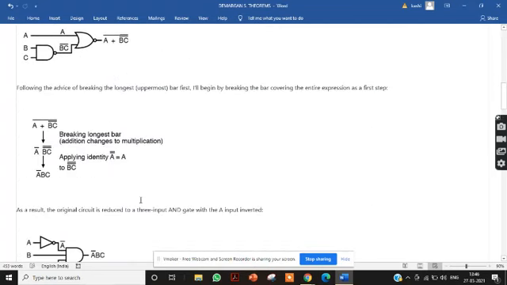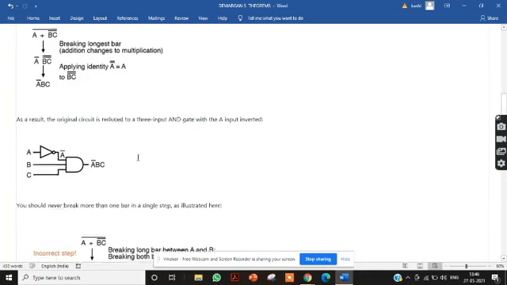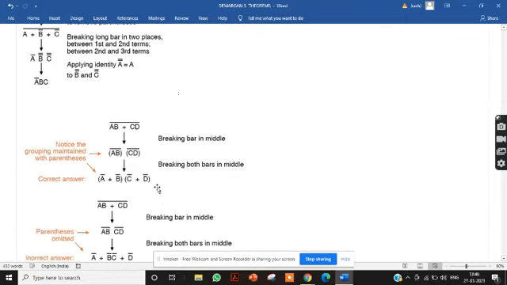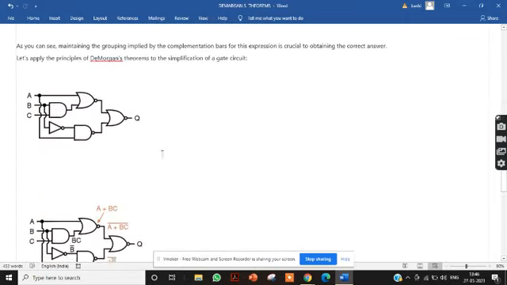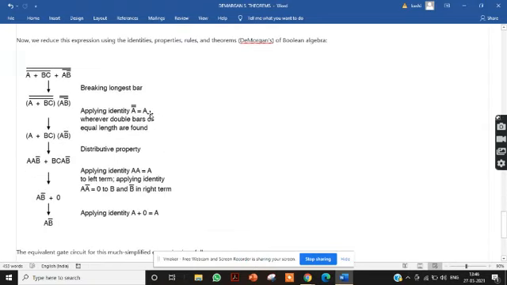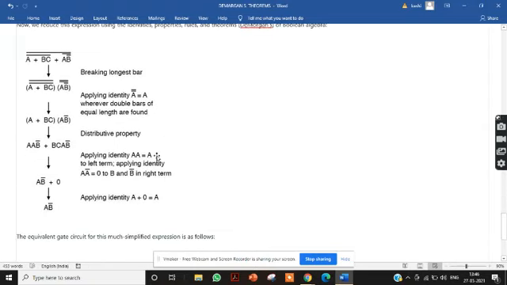In addition to this, you have to remember these identities. A bar whole bar becomes A. Here we have used: A bar whole bar becomes A, A into A becomes A, A into A bar becomes 0, and A plus 0 becomes A. So these are very important and useful for IIT JEE.